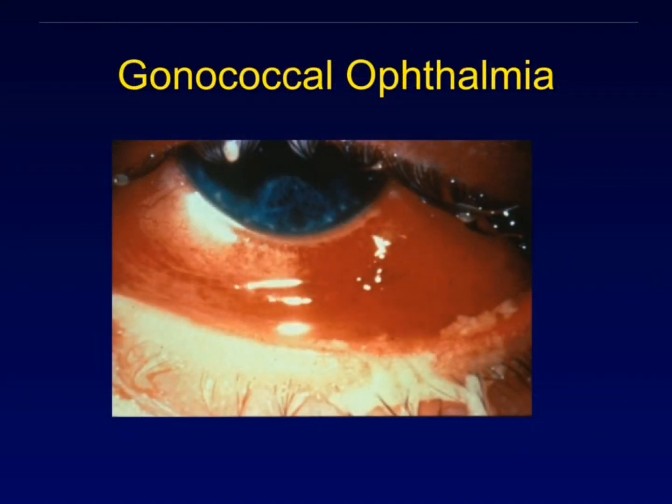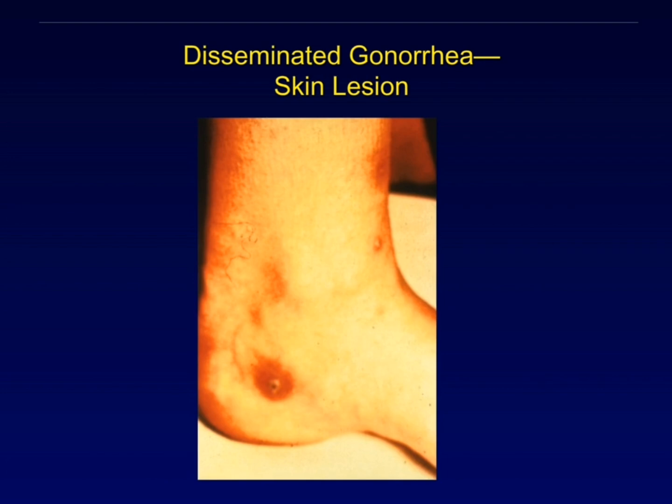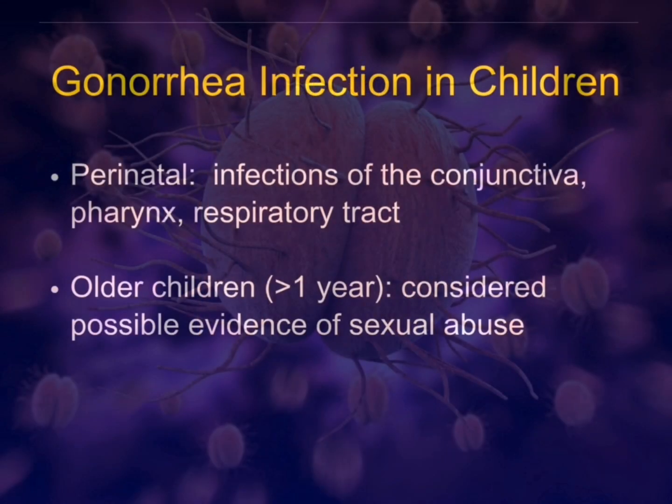So this is gonococcal ophthalmia. Here we can see the redness of the eye, called gonococcal ophthalmia, and disseminated gonorrhea with skin lesions on the leg. Then gonorrhea infection in children: perinatal infections of the conjunctiva, pharynx, and respiratory tract, and in older children more than 1 year, consider possible evidence of sexual abuse.